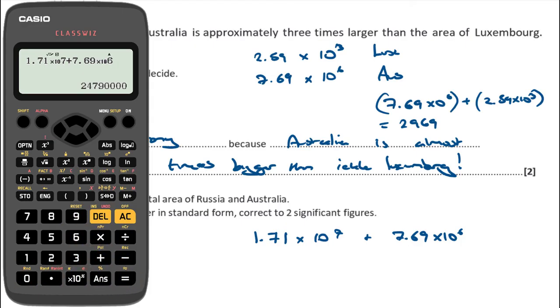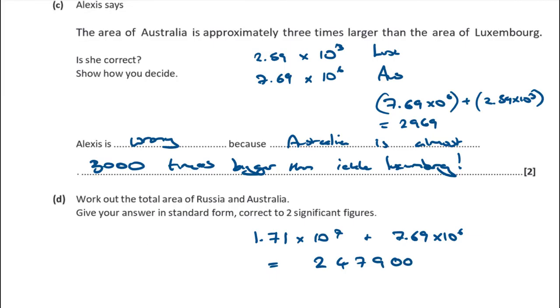Type in the power 6, and that comes out to be 2479.0000. So that's equal to 2479.1234 zeros. Okay. Now, what is that in standard form?